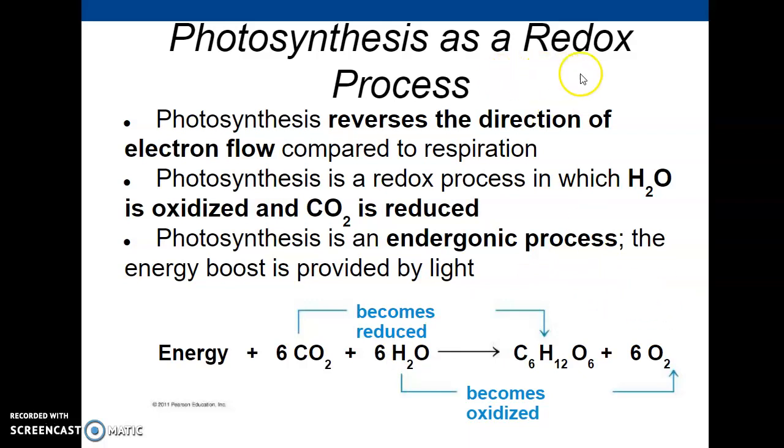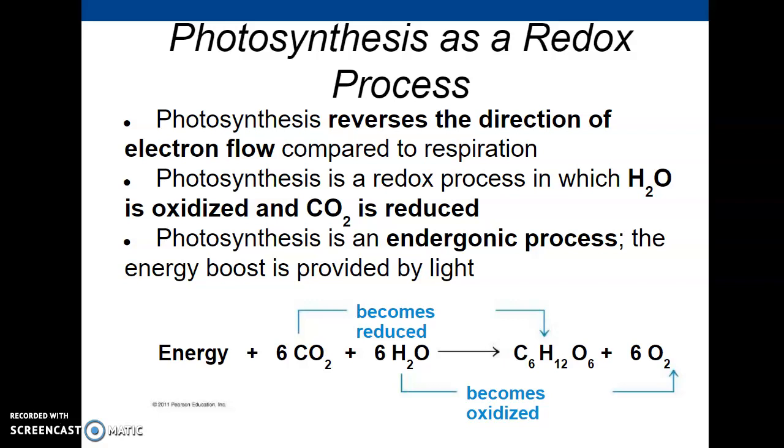Photosynthesis as a redox process. So remember, during cell respiration, the energy is released from sugar when the electrons associated with the hydrogen are transported by carriers to oxygen, forming water as a byproduct, right? The electrons will lose potential energy as they fall down, quote, fall down, the electron transport chain toward electronegative oxygen, and the mitochondrion will harness that energy to synthesize ATP.